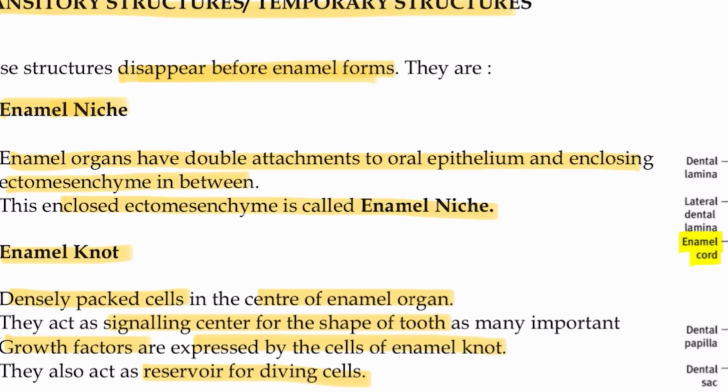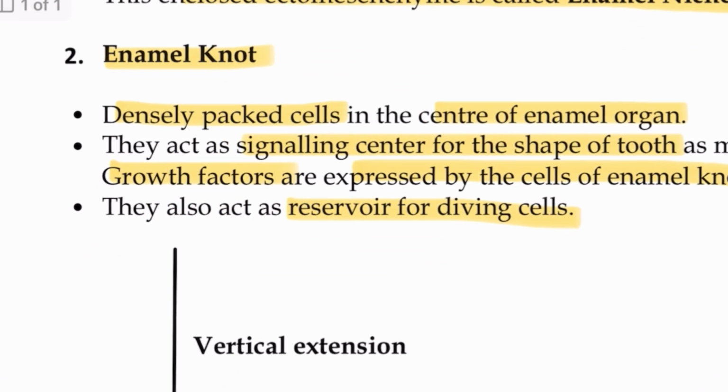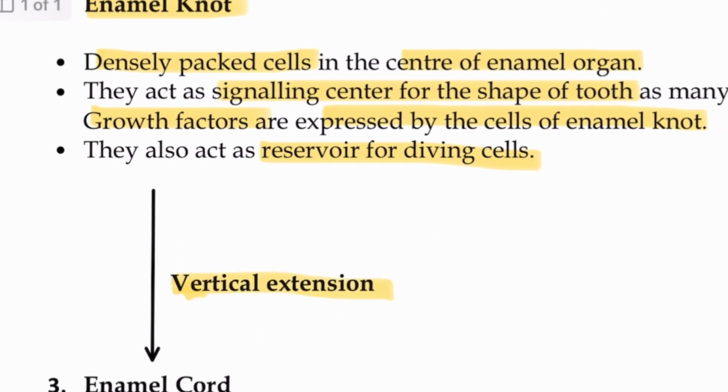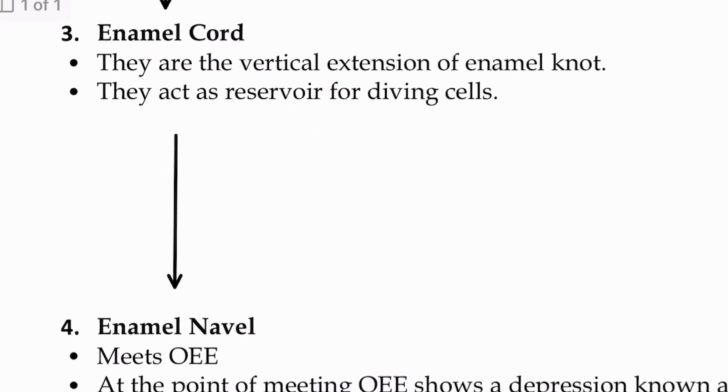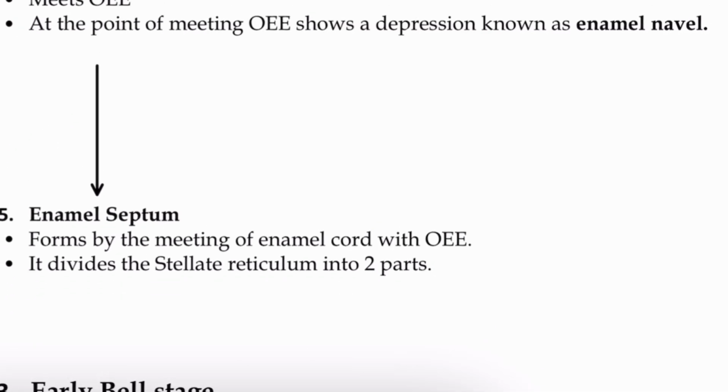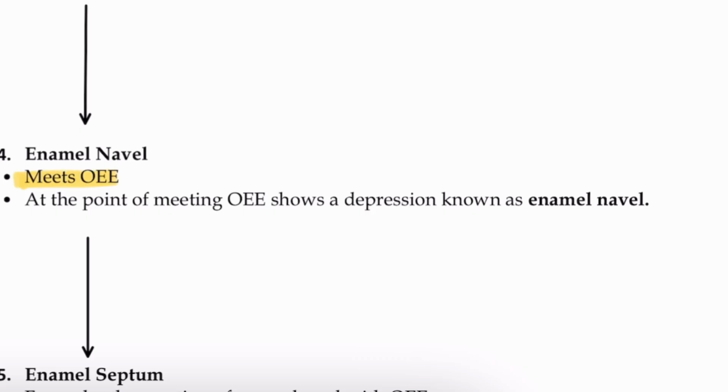Now the vertical extension of this enamel knot is known as enamel cord. The vertical extension of enamel knot is known as cord, and they are also a reservoir for the dividing cells. Then comes enamel navel. When the enamel cord meets the outer enamel epithelium, the point of meeting shows a depression that is known as enamel navel.